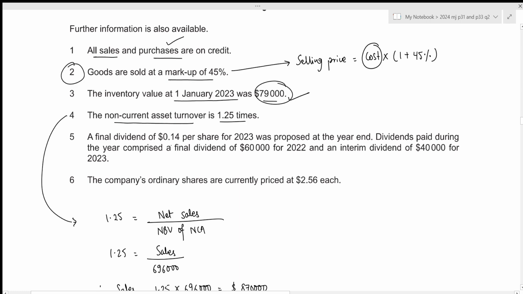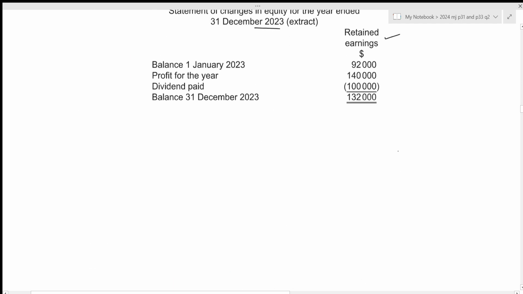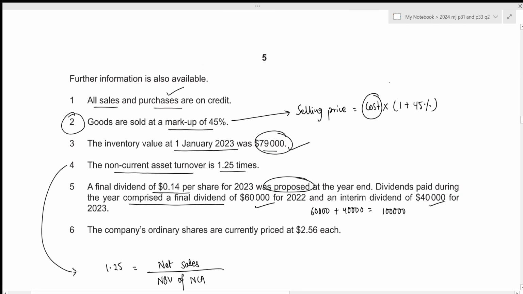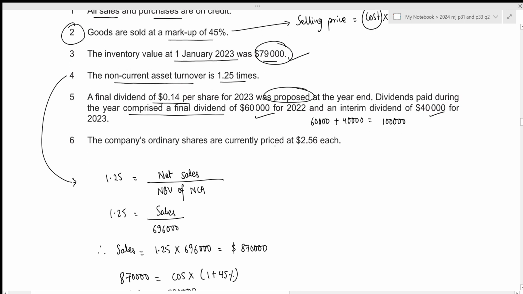For information 5, a final dividend of 0.14 per share for 2023 was proposed at the year end. Dividends paid during the year comprised a final dividend of 60,000 for 2022 and an interim dividend of 40,000 for 2023. So the total dividend paid during the year is 60,000 plus 40,000, which is 100,000. Let's take a look above at our retained earnings. This is the exact dividend that we've subtracted here. So that is correct as well. Now, the company's ordinary shares are currently priced at 2.56 each. So this is the market price per share.